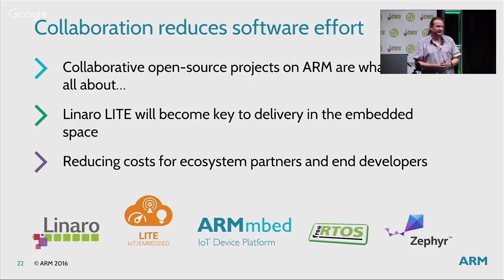Linaro has delivered great value in the other segments that they've been operating in, so LEG, LNG, LHG. And we think Lite is the natural successor, the natural evolution of Linaro. So we welcome the idea that Linaro is now working in the Cortex-A space and the Cortex-M space in the embedded segment, and maybe sometime in the future Cortex-R, who knows.